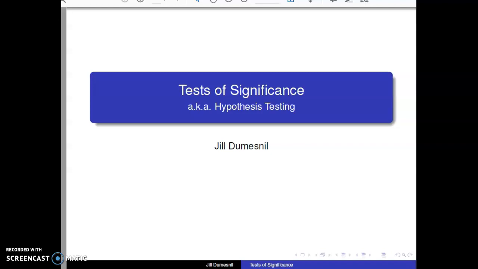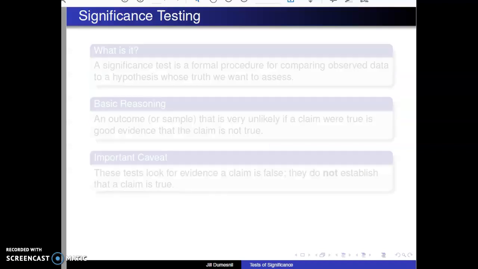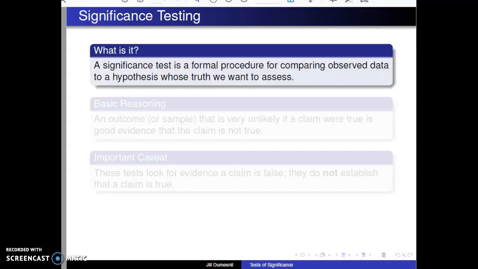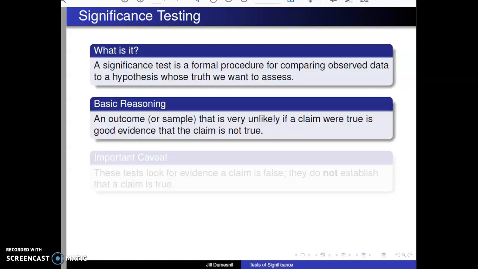In this video, we will discuss the basics of hypothesis testing. Hypothesis testing is also known as significance testing. A significance test is a formal procedure for comparing observed data to a hypothesis whose truth we want to assess. The basic reasoning behind significance testing is that an outcome or sample that is very unlikely if a claim were true is good evidence that the claim is not true.